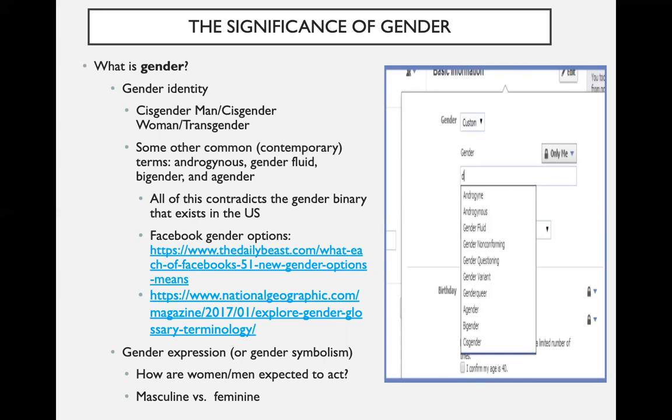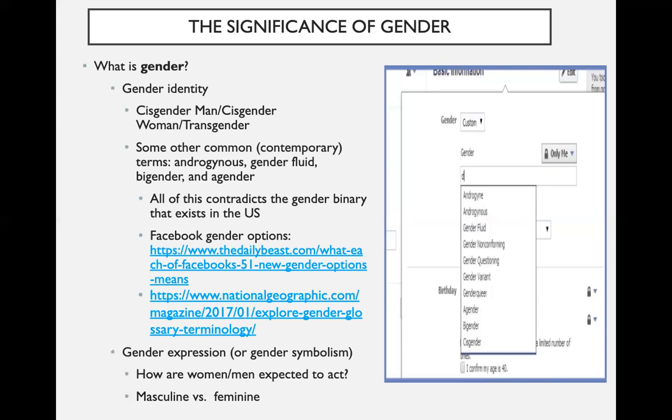So on my birth certificate, it says female, and I do identify as a woman, so I'm a cisgender woman. Now, if I did not and I identified as a man, even though I was assigned female at birth, then I would be a transgender man. And so those are the most common terms, but there are increasingly a broad variety of terms that people use in order to identify.